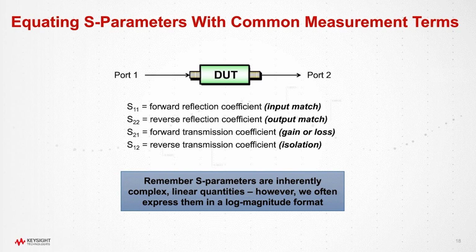And it's important to remember that the S parameters, while we do express them in decibels, are actually complex forms. They have both a magnitude and a phase. So when you see them listed in decibel form, remember that there's also a phase associated with them, and this phase information is very important to have for things like simulations.